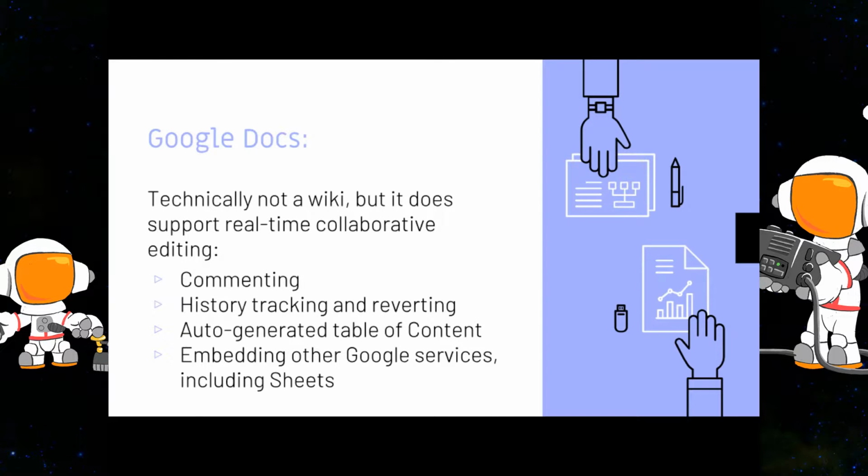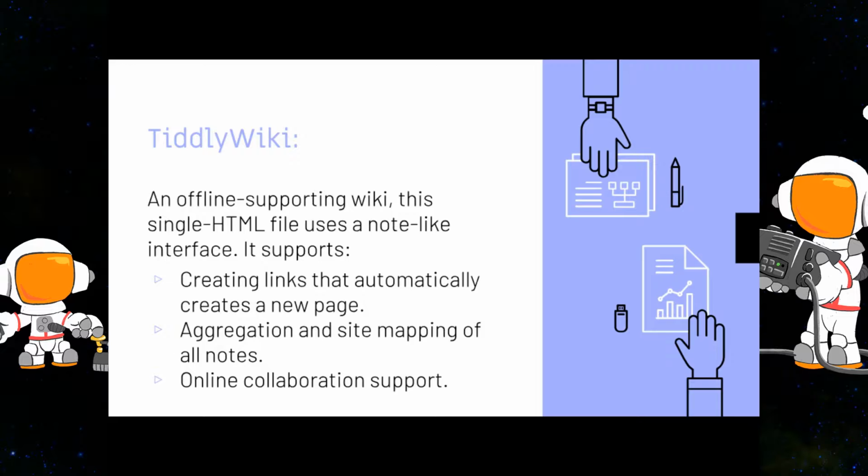But regardless, let me talk about it. It does provide commenting. It does provide history tracking and reverting. Learn this tool, please. Oh my goodness, it is a godsend when you know how to use those tools. It does have an auto-generated table of contents, which is ridiculously useful. And finally, embedding other Google services, including Sheets, also very useful as well. I think most of you are familiar with Google Docs. I'm just going to quickly move on to the next part.